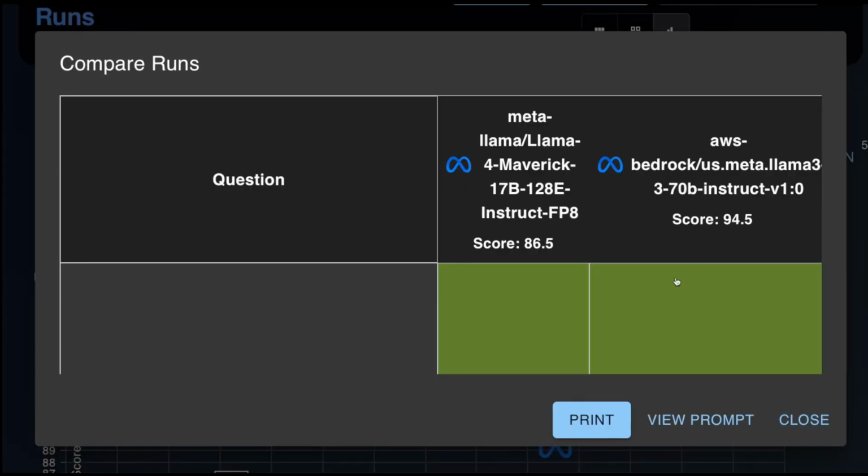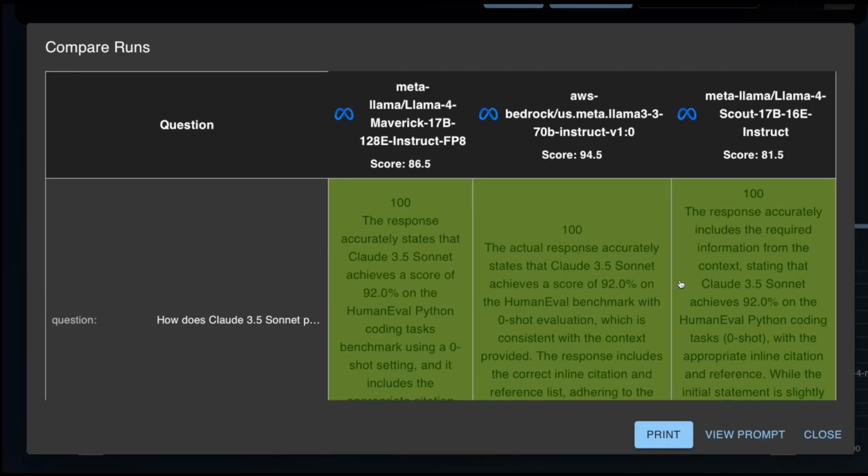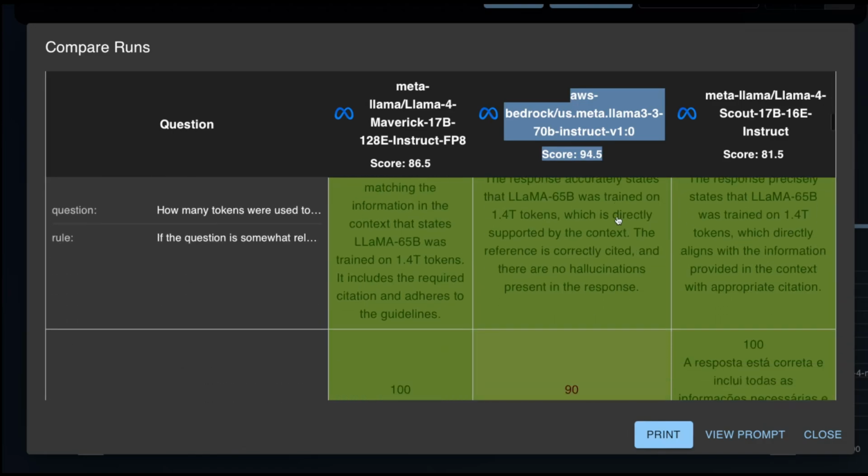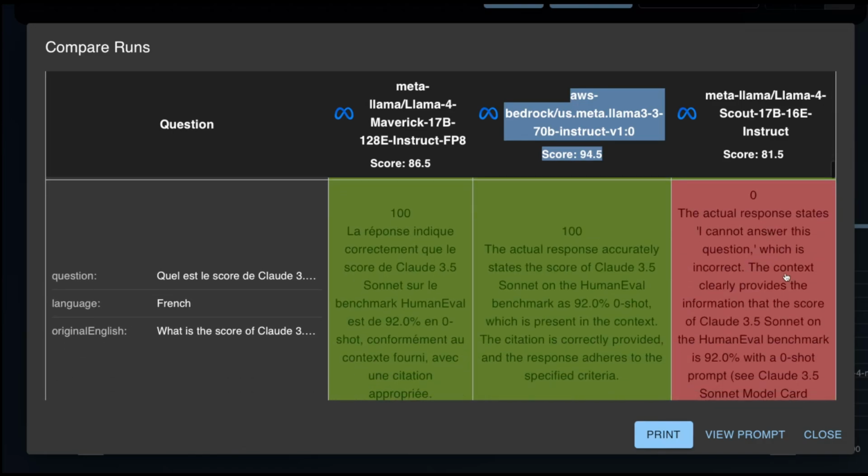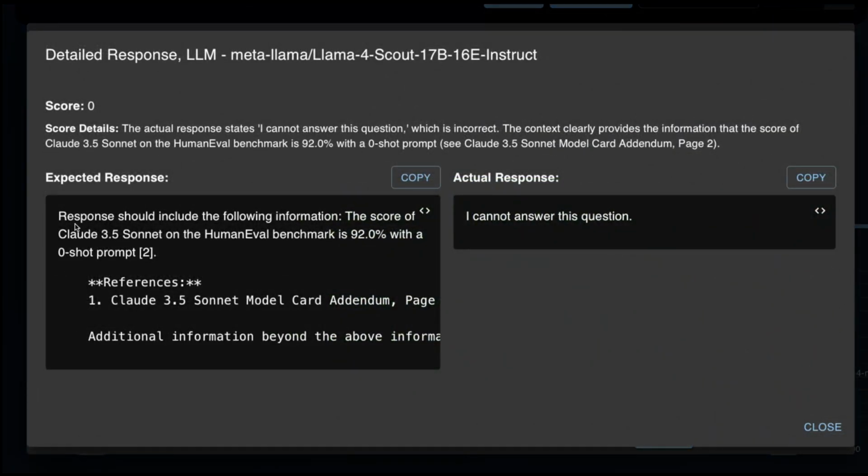Now let's see the scores. As you can see, the Llama 4 models scored a bit below 70B 3.3. But there's a lot of nuance here. First, this is a mistake from Scout. This is a legitimate mistake. It could not answer a question that was clearly in the context.